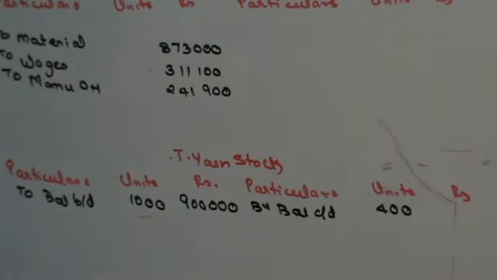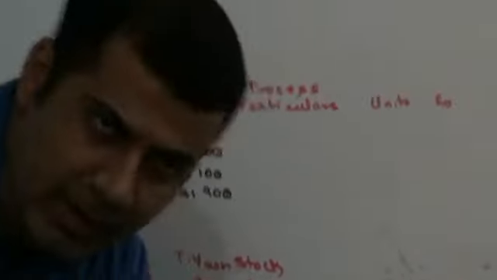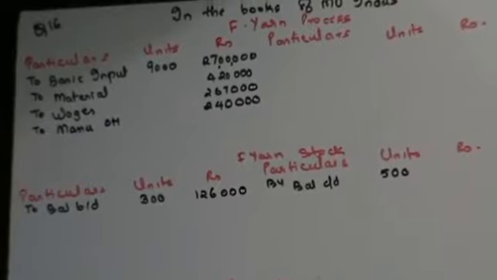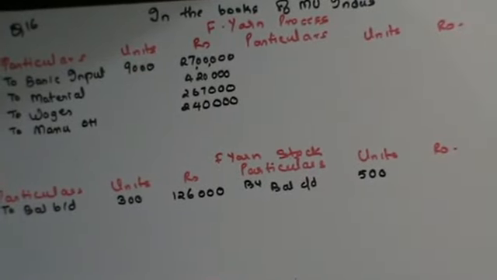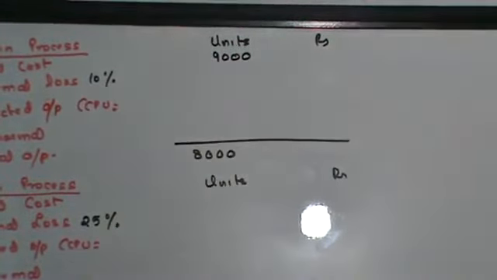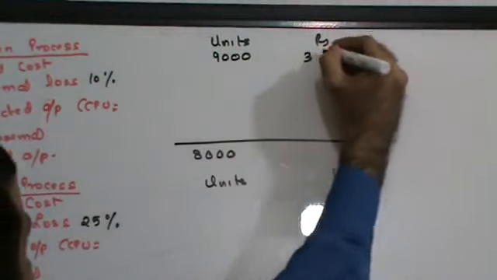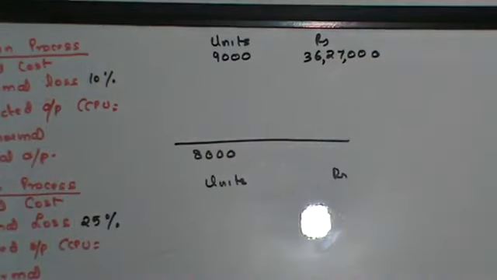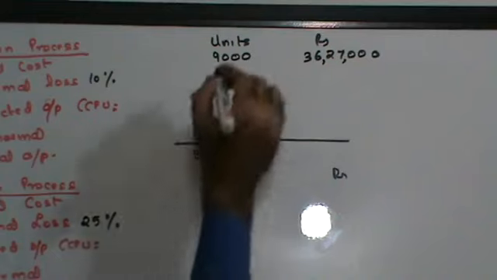So we've transferred all the entries. Now we can start with the tallying process. Let's see FY process. You have 9,000 units. If I add 27 lakhs plus 4,20,000 plus 2,67,000 plus 2,40,000, I will get 36 lakhs 27,000. So my total cost will be for 9,000 units 36 lakhs 27,000. Normal loss we have already written is 10%.